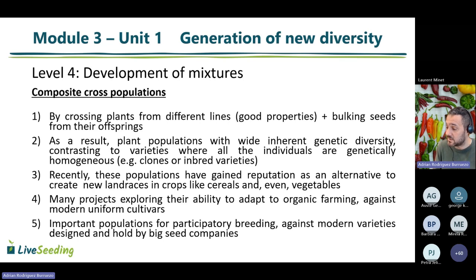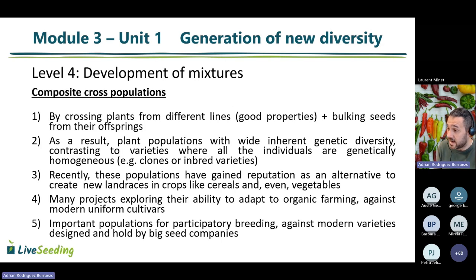Imagine you are combining 10 parent lines in pairs. You have 5 combinations, 5 hybrid combinations. These are then left to have offspring. They segregate, each of the 5 segregating populations, and then these 5 segregating populations are bulked. And this is the starting point of this composite cross population. You can imagine the wide genetic diversity you have in this starting composite cross population.